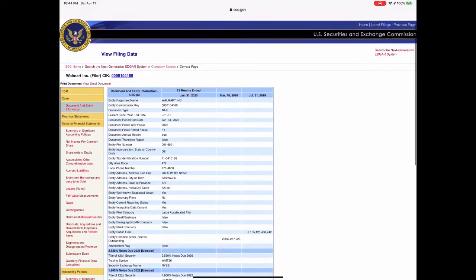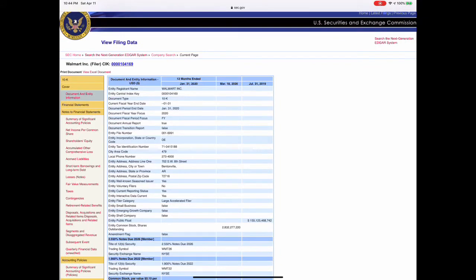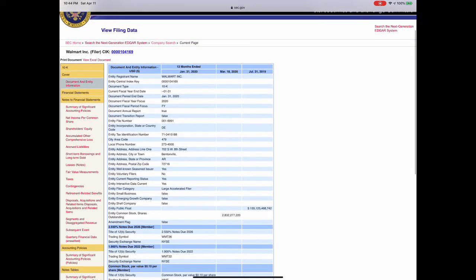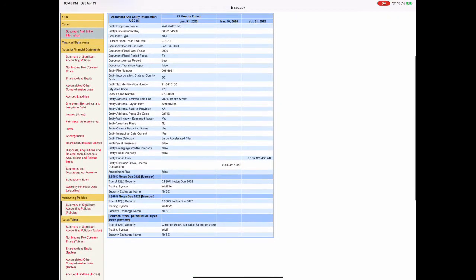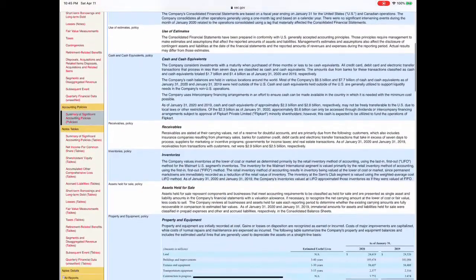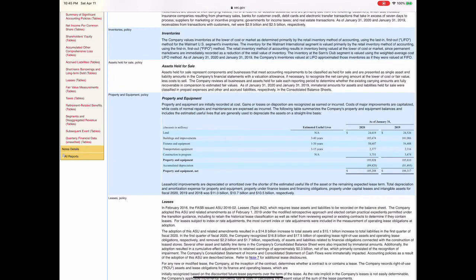Let me show you some examples. This is Walmart's financial statements filed to SEC. It does not report property, plant, and equipment in their notes directly, but you can find it in accounting policy. In the accounting policy, property, plant, and equipment policy, you will see the information.